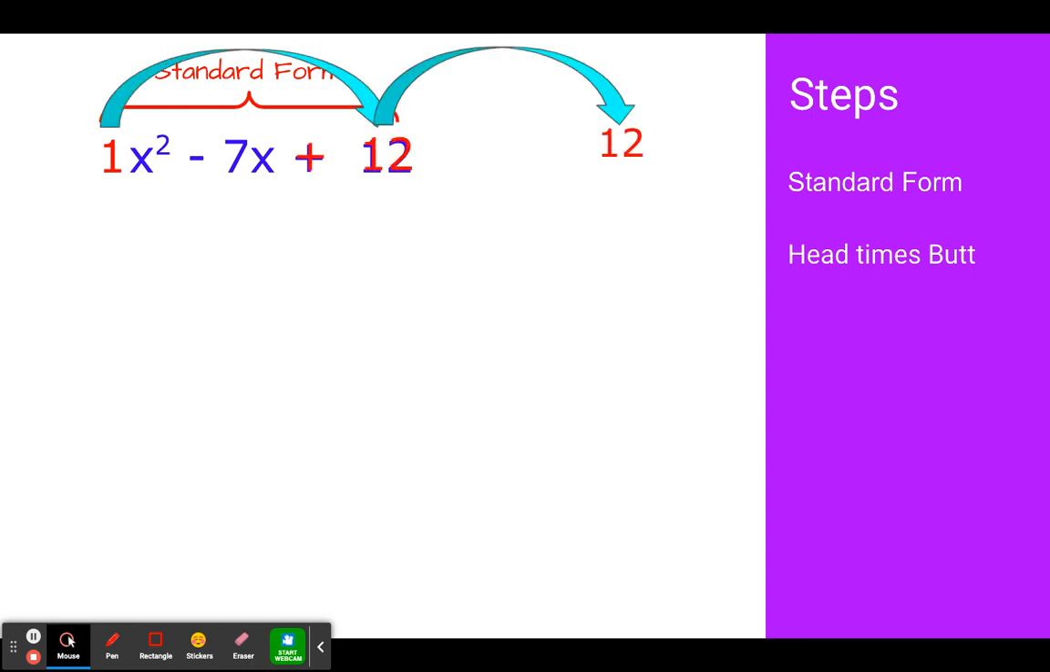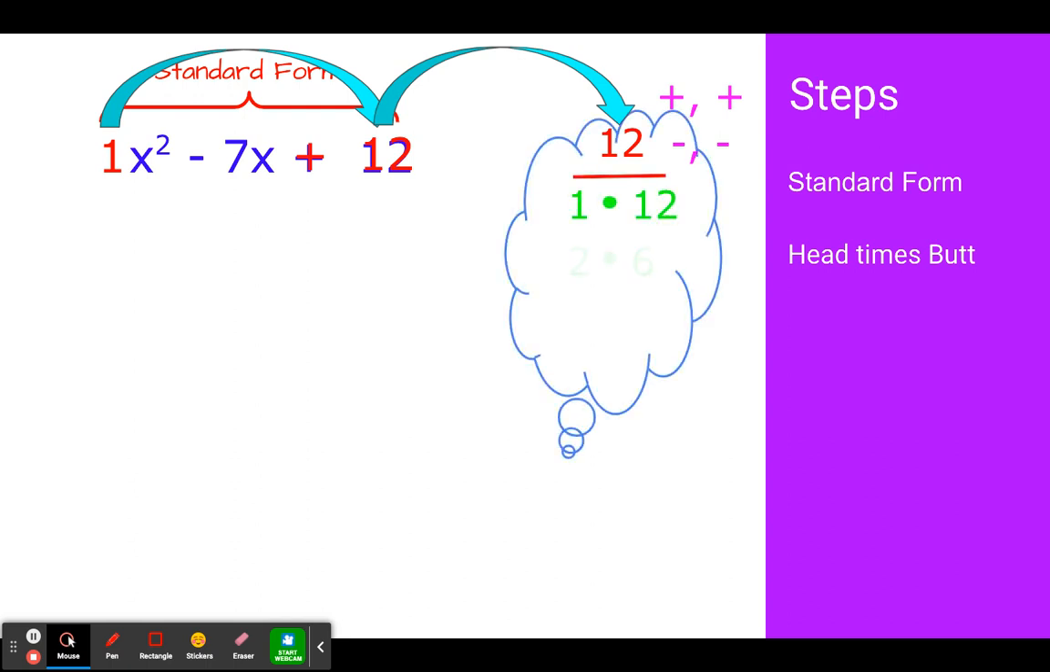To get a positive 12 through multiplication, I can do a plus times a plus or a minus times a minus. If I begin to list my factors of 12, I have 1 times 12, 2 times 6, and 3 times 4. I need to pick 2 numbers that add to get the gut. The gut is negative 7x. As you can see, the only thing that will give me some sort of 7 is 3 and 4, but I have to make them both negative. Negative 3 times negative 4 will give me a positive 12. Negative 3 minus 4 will give me a negative 7.